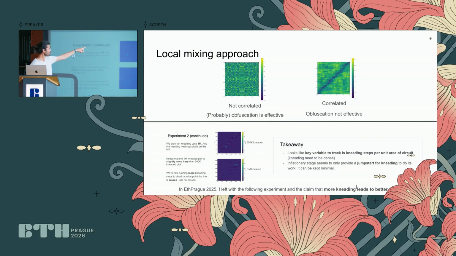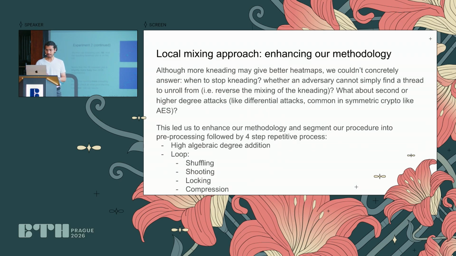Okay, and then I ended with an experiment that showed a hazy line, like something that is ideal, but with a hazy line. And I made a claim that if you do more kneading, you'd be able to erase the line. But then we went back to the whiteboard. Turns out, doing more kneading steps would erase the line, but it would make it much harder to look at.